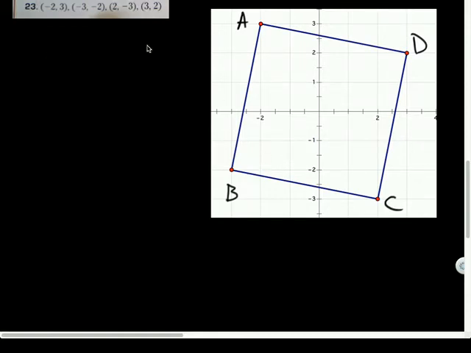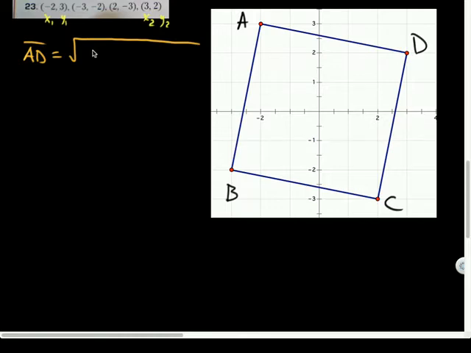So let me first try to prove that AD is the same length as BC. To find the length of segment AD, I'm going to plug it into the distance formula. I should label these a little bit. So this is my A, B, C, D. For this formula, this will be x1, y1, and this is x2, y2, right? Okay, so let's plug them in.